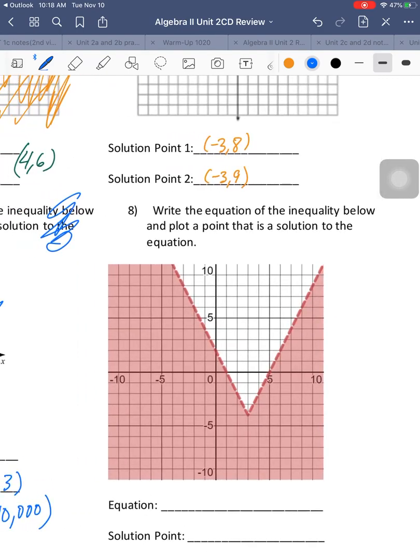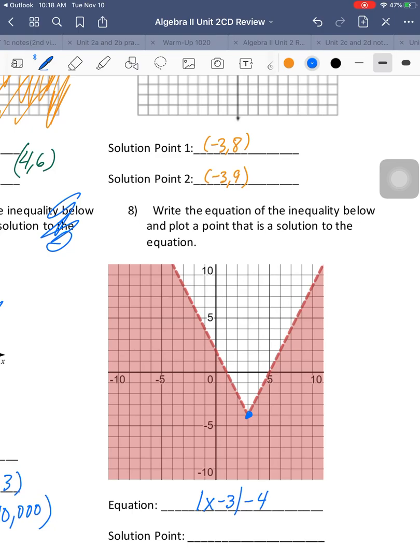All right, last one. Write the equation of the inequality shown below. So let's find the vertex first. So that's to the right 3 and down 4. So right 3, down 4. It's a dashed line, so we know it's not equal to, and it's shaded below.